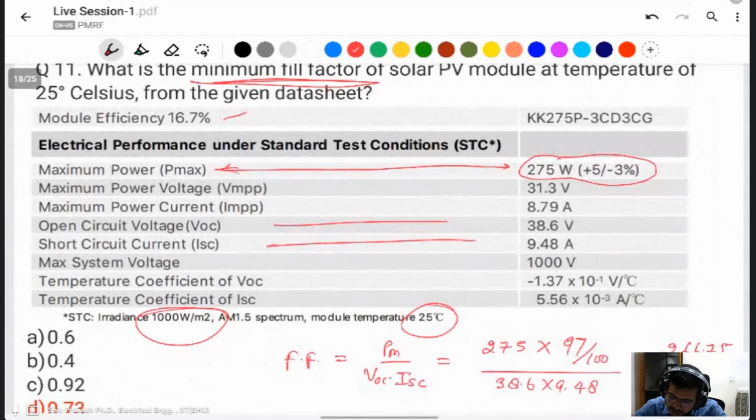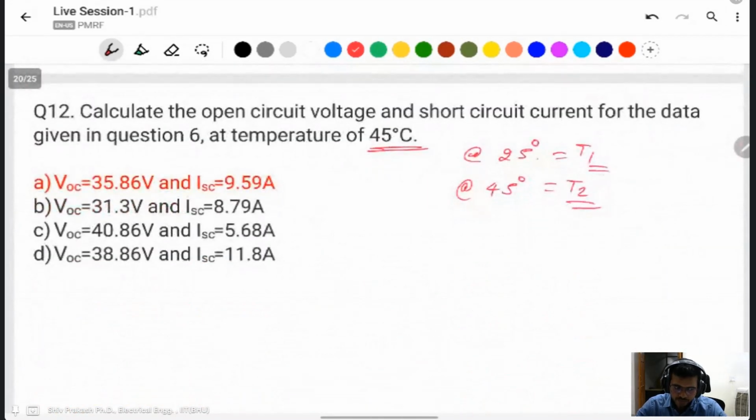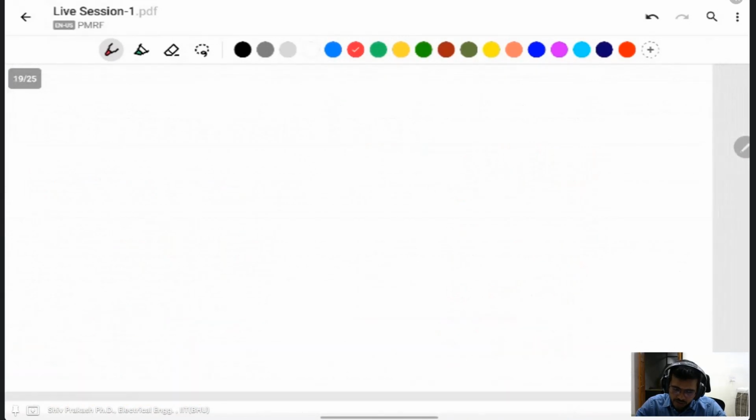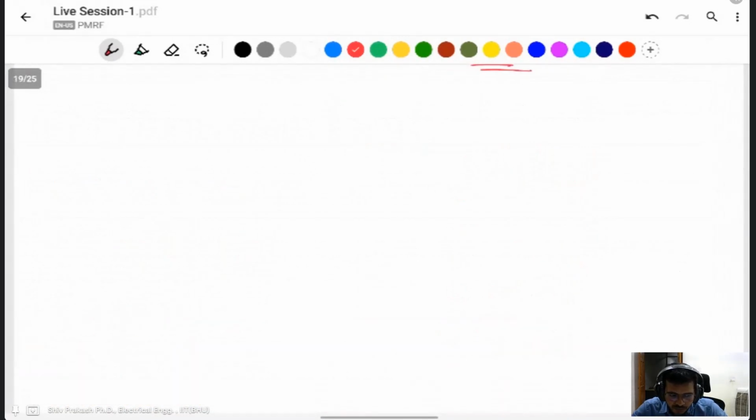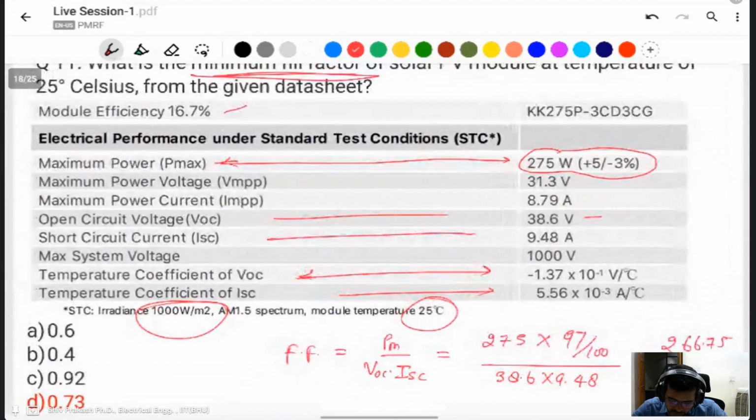In the data sheet, VOC is given as 38.6 volt. The temperature coefficients are given here. The voltage temperature coefficient is 1.37 into 10 to the power minus 1 volt per degree centigrade, and the current coefficient is given as 5.56 into 10 to the power minus 3 ampere per degree centigrade.